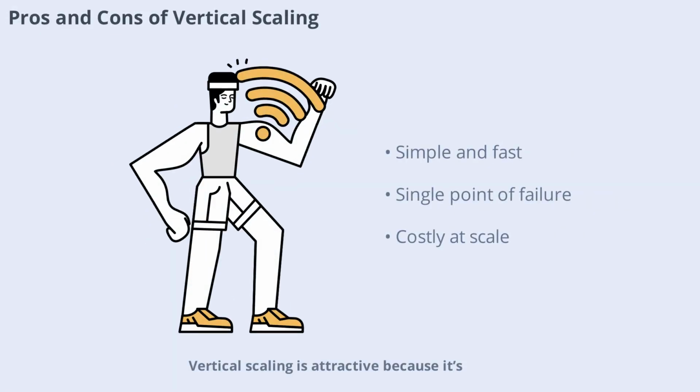Vertical scaling is attractive because it's straightforward: just move to a bigger machine. The pros include simplicity, lower latency since all data is local, and no distributed system complexity. But there are significant downsides. You're limited by the largest machine available, there's a single point of failure, and costs can rise quickly. Plus, upgrading often requires downtime. Many real-world systems run on vertically scaled databases for years, but it's important to know when to switch to horizontal scaling for continued growth.